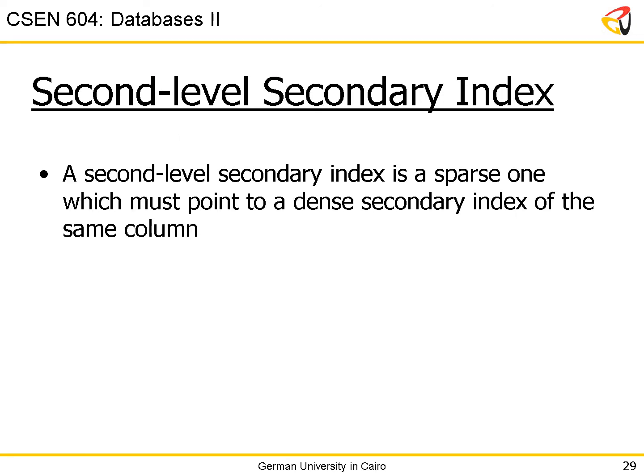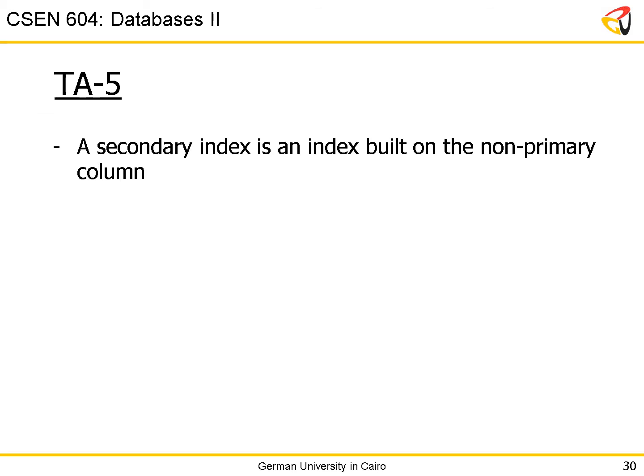Now, we could, as I mentioned, create a second level secondary index. A second level secondary index is a sparse one which must point to a dense secondary index of the same column. And I've already discussed that. So here is the fifth takeaway. A secondary index is an index built on the non-primary column.